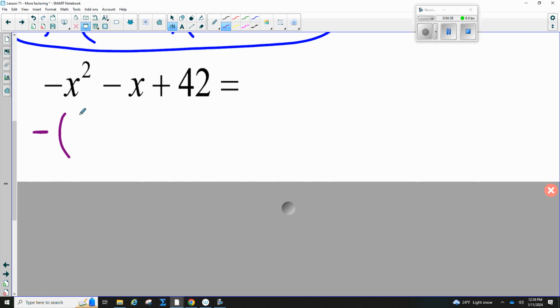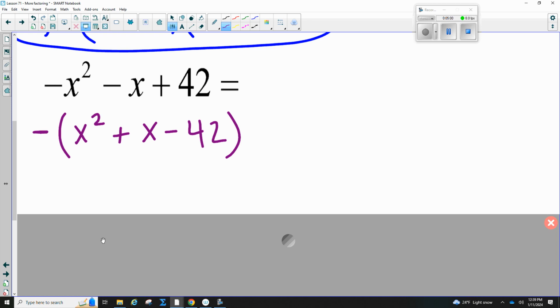So I take out a negative, which changes this to positive. I take out a negative from the next term as well, which changes this to positive. And I take out a negative from the next term as well, which changes it to negative. Okay, why does this work? If you were to multiply this back through, you would get that, right? Okay, now you're allowed to factor. You cannot factor until you take the negative out. You can't factor when there's a negative in front of x squared, okay? So just always factor it out like this.